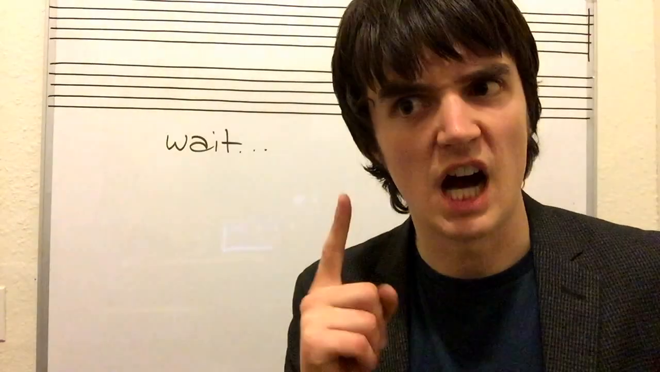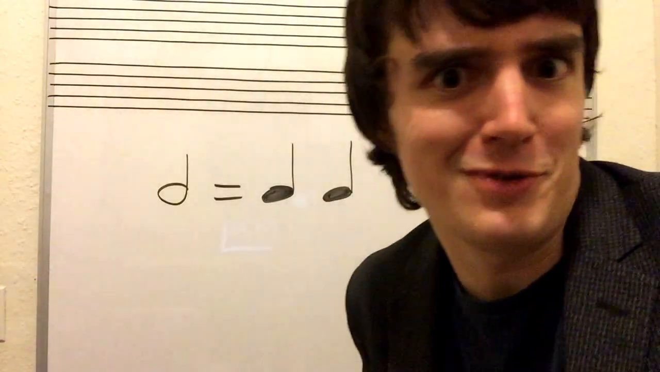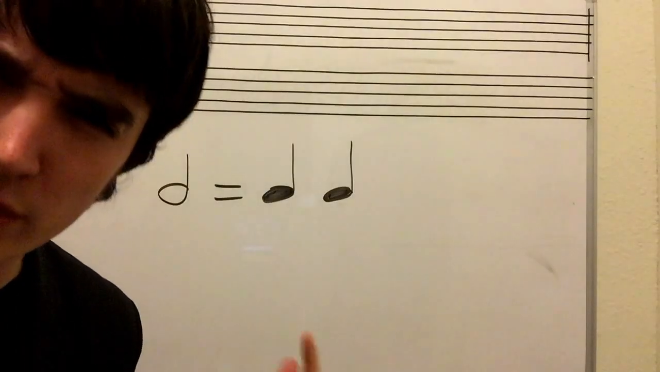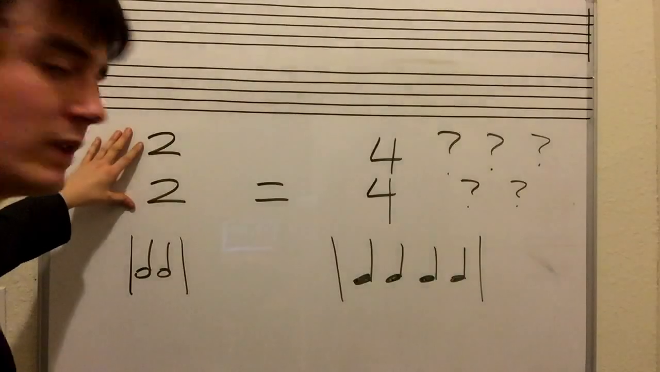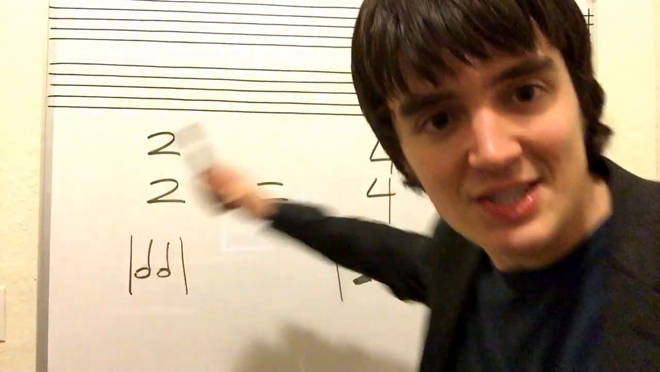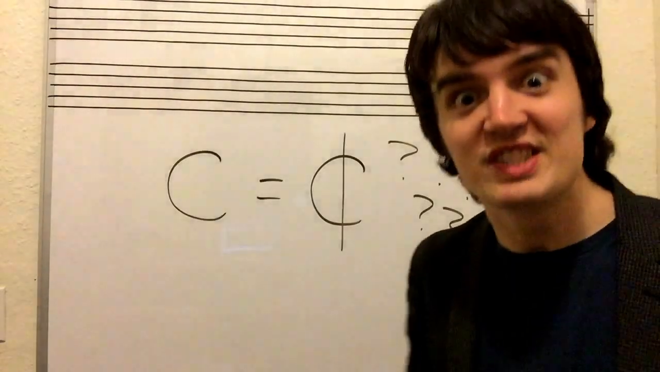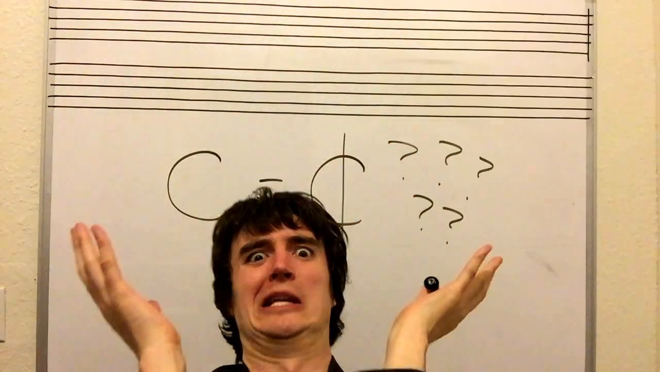Wait, I have a question. I think that's everything. We did a whole bunch of examples. No, something's still missing. If a half note equals 2 quarter notes, so 2 half notes equals 4 quarter notes. Wait, so 2/2 time is the same thing as 4/4 time? They're exactly the same thing, but they created 2 different shorthands for writing them?